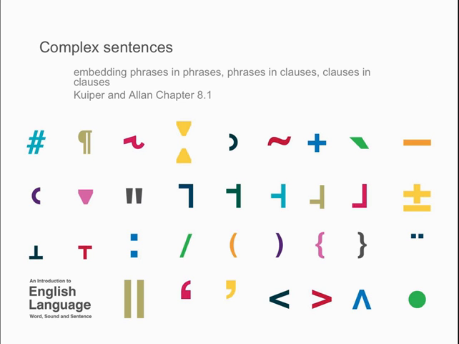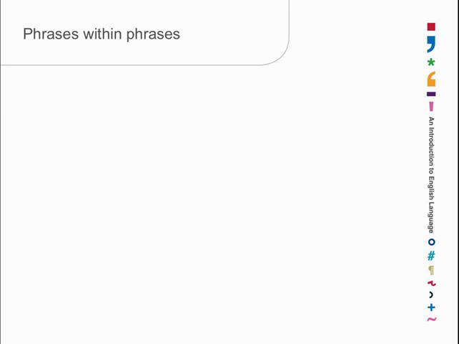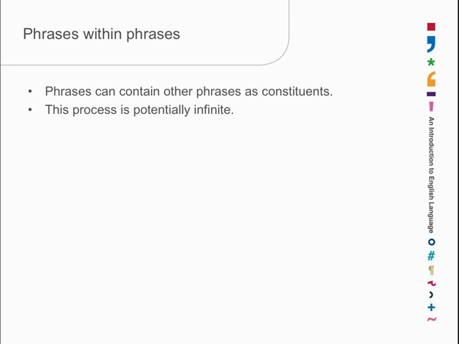We're able to create additional complexity in two ways, and the first of these is through embedding. We can put phrases inside phrases, we can put phrases inside clauses, we've already seen that, and we can put clauses inside clauses, and we haven't really quite looked at that. So let's do a bit of revision. Phrases inside phrases. Well, the process, which you may not have thought about much, is actually infinite.